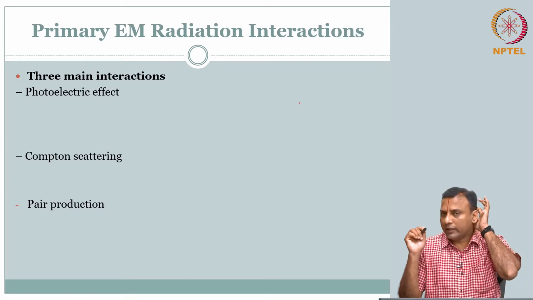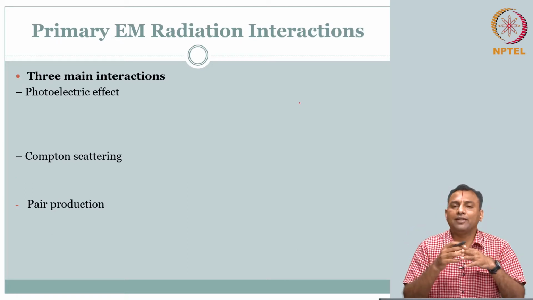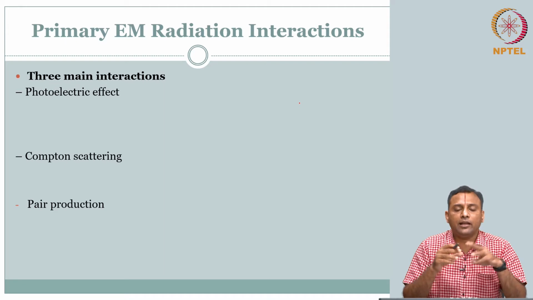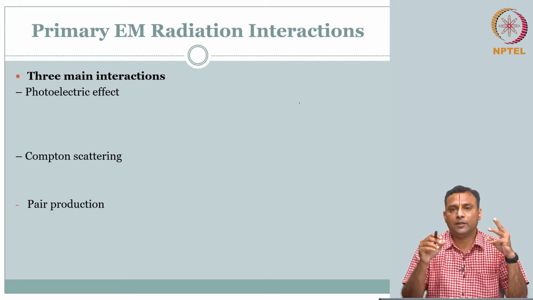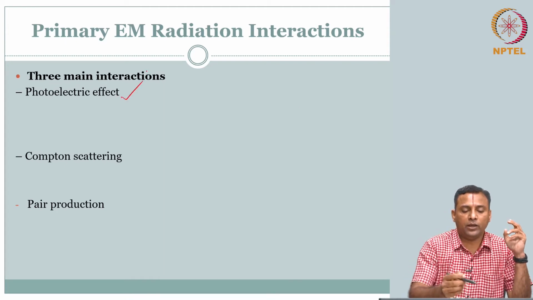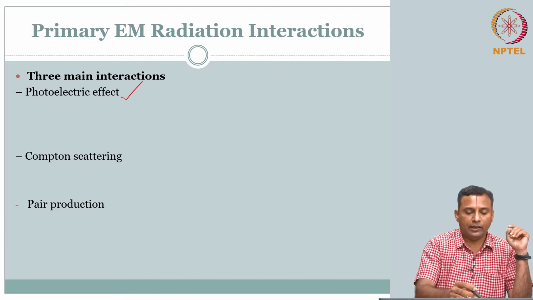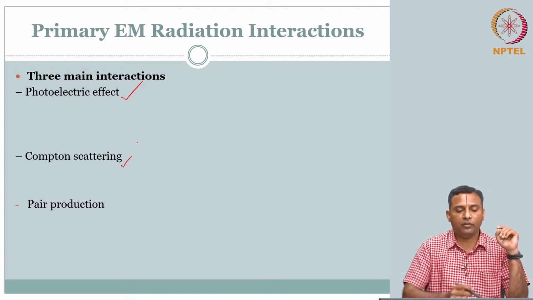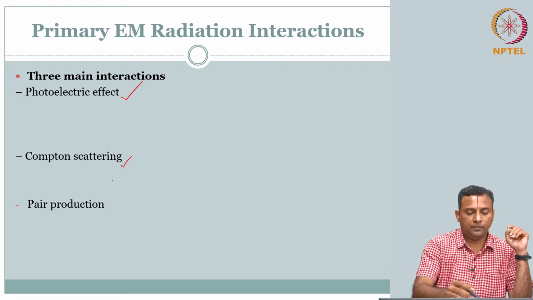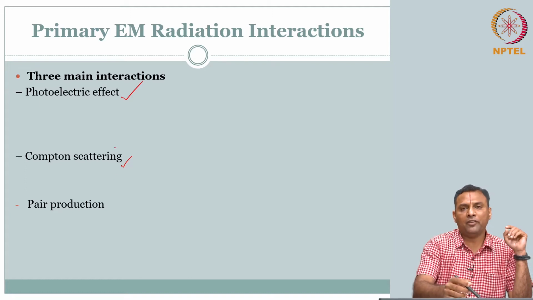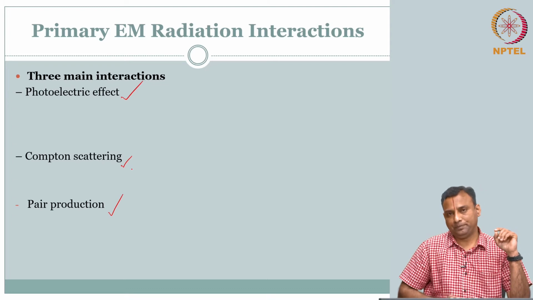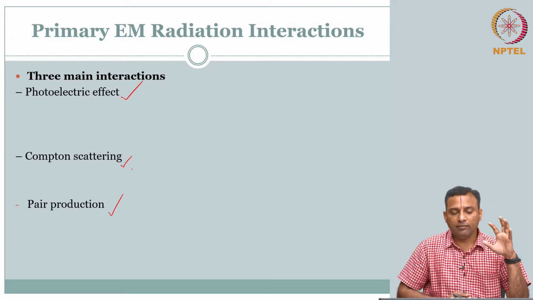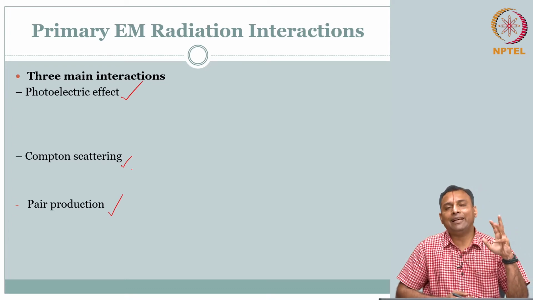Okay. So, there are several levels of interactions you could talk about. Broadly, there are 3 interactions of interest. Like you see here, one is photoelectric, another is Compton scattering. All of these, we will go into the details. And then there is pair production. So, these are the 3 main types of interactions.